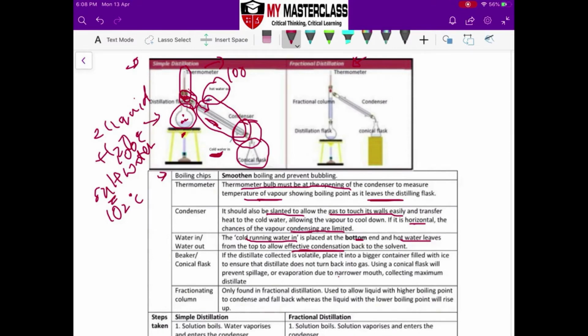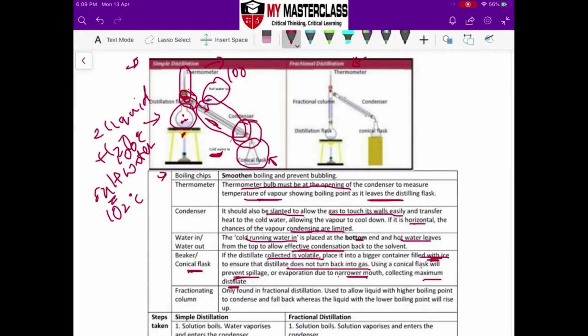When we are trying to collect the distillate, we always use a conical flask. Why is it so? It's because it has a narrower mouth. This will prevent spillage and allow maximum distillate collection. And then we use a beaker with ice if the distillate is volatile. For example, alcohol is a very common volatile solvent. Volatile means it turns into gas very easily. I use ice to ensure that the distillate does not turn back into gas.